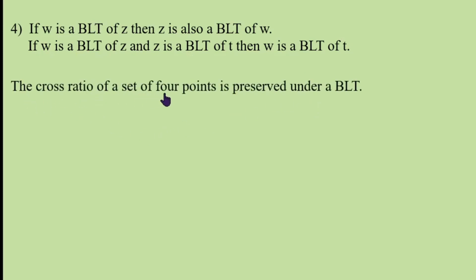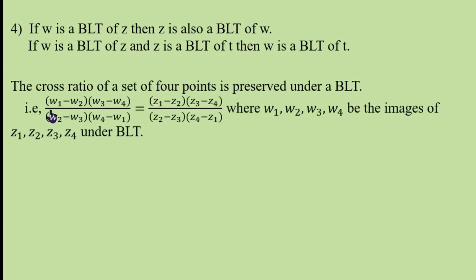The cross ratio of a set of 4 points is preserved under a bilinear transformation. Preserved means that the cross ratios of 4 points in W and Z are preserved under BLT. So (W1 minus W2) into (W3 minus W4) by (W2 minus W3) into (W4 minus W1) is nothing but (Z1 minus Z2) into (Z3 minus Z4) by (Z2 minus Z3) into (Z4 minus Z1), where W1, W2, W3, W4 are the images of Z1, Z2, Z3, Z4 under bilinear transformation.